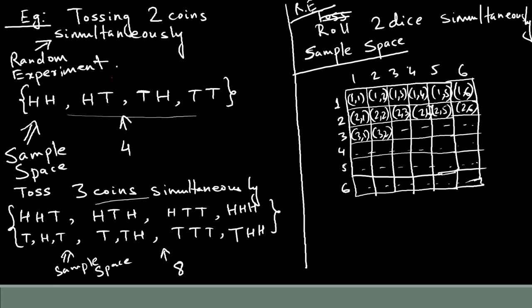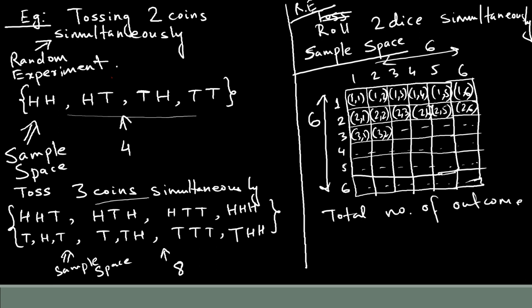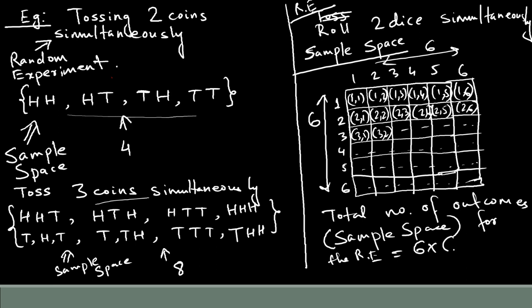So what is the sample space? How many outcomes do you have in the sample space? This is 6 here and 6 here, right? So the total number of outcomes, or you can call this the sample space for the random experiment that is given, roll two dice simultaneously, will be 6 cross 6, that is 36. Right?